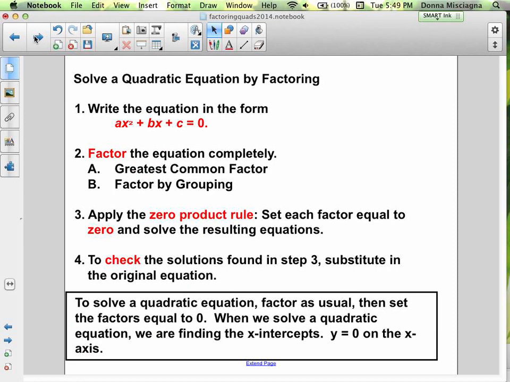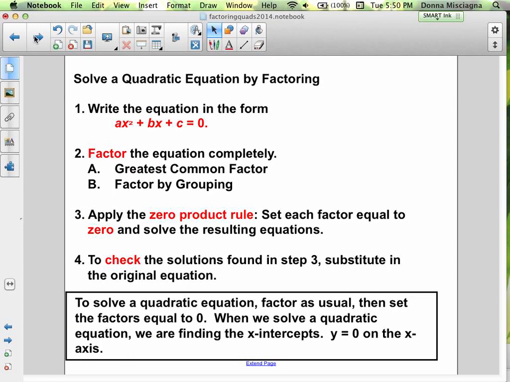All right, so here are the steps for solving a quadratic equation by factoring. Okay? First of all, we're going to write the equation in the form ax squared plus bx plus c equals 0. So we have to make sure that everything is on one side. We're going to factor the equation completely.